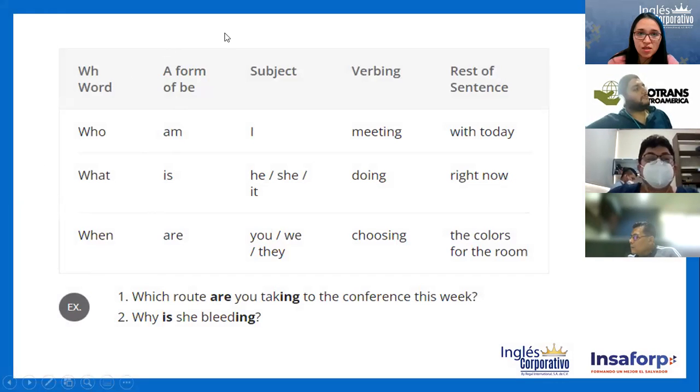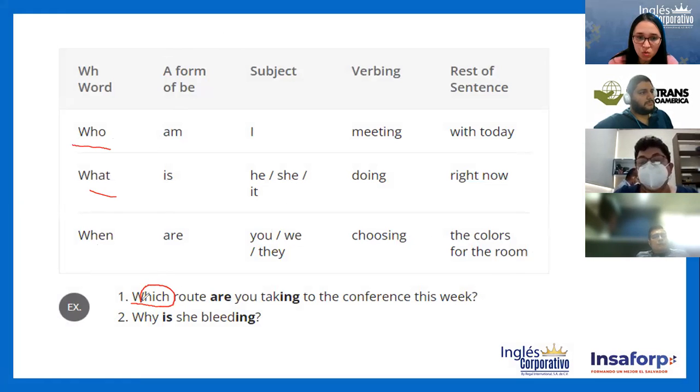So here we have some examples, right? We use the WH question, for example, who am I meeting with today? What is he, she, or it doing right now? When are you choosing the colors of the room? And which route? Usually when we have which, we are going to have two options, right? Which route are you taking to the conference this week?